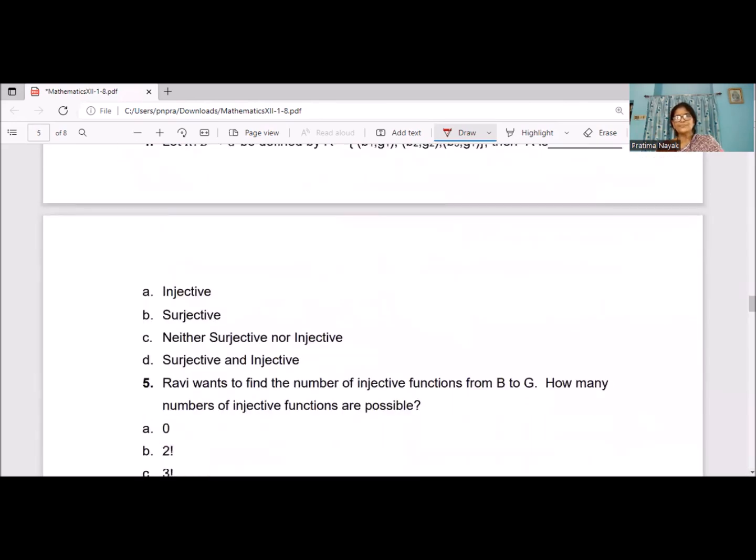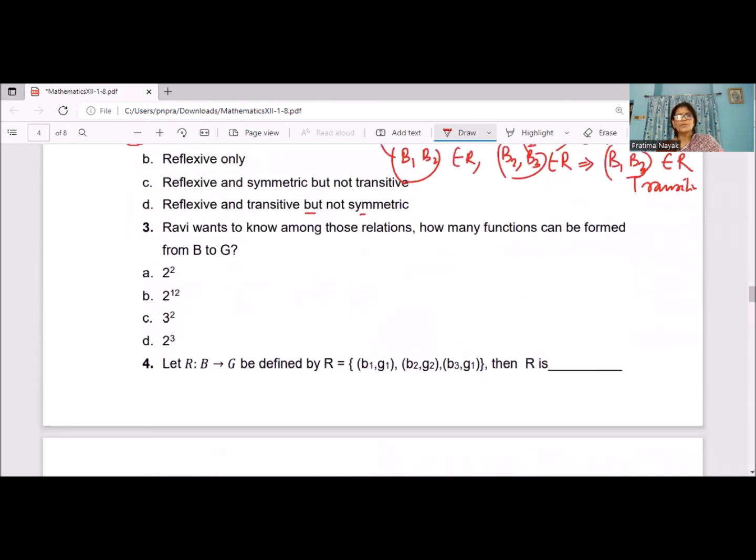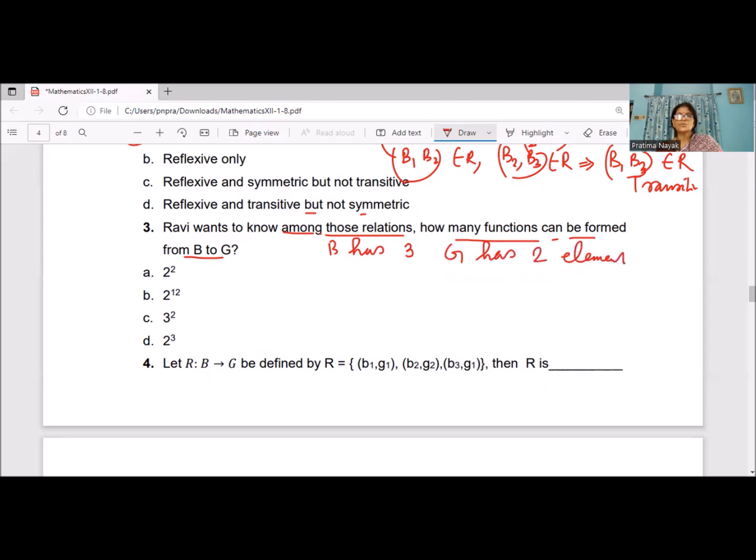Coming to question number 3. Ravi wants to know among these relations how many functions are possible from B to G. B has 3 elements. G has 2 elements. So the number of functions possible is the number of elements in G to the power of the number of elements in B. So it will be 2 to the power 3. So D is the answer for this question.